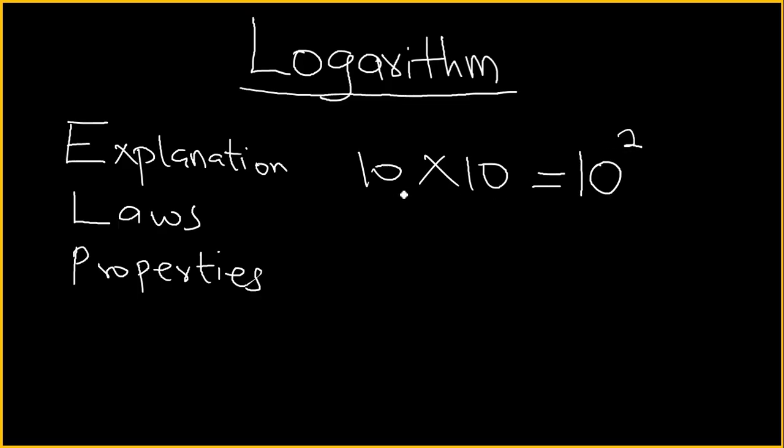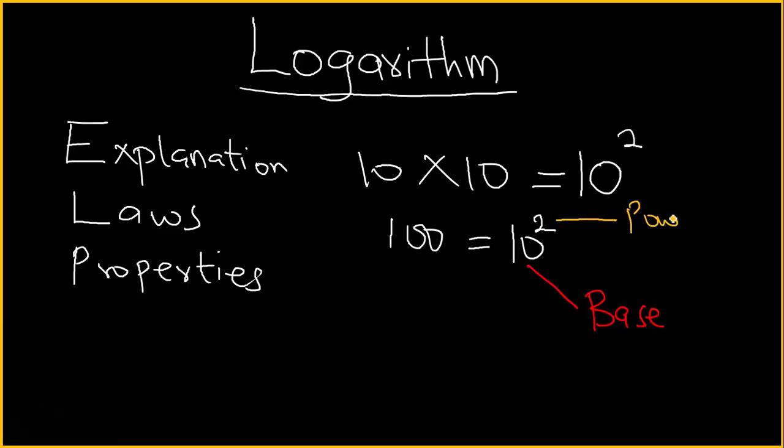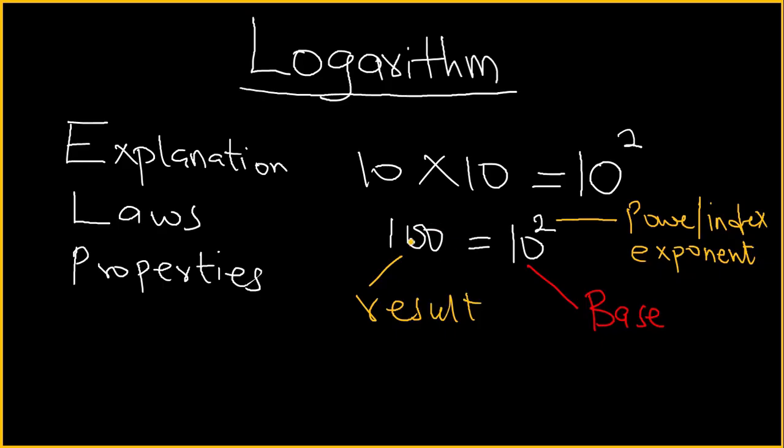Now 10 multiplying itself gives us 100, and 100 can be written in an index form as 10 raised to the power 2. It was stated in that video that our 10 denotes the base. Raised to the power 2 also denotes the power or index or exponent. And then this larger number also defines our result. So our result, which is 100, is equal to 10 raised to the power 2.